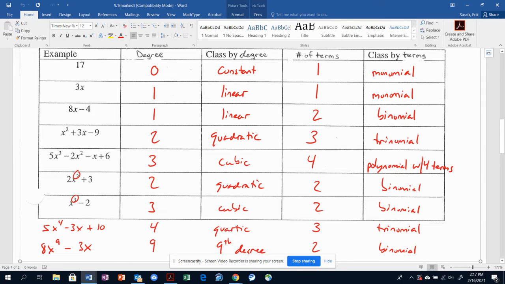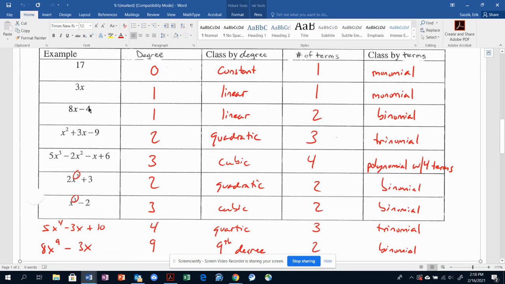Now there's some special words associated with this. If you have a degree of 0, that's called a constant. Now we're talking about terms on the right. There's just one term here, and that's called a monomial. That prefix mon, many of you have heard before, of course, means 1. This next one is also one term, so that's a monomial as well. But you see that it's an invisible power of 1. That's why the degree was 1. And that's called linear. So that's a linear monomial.